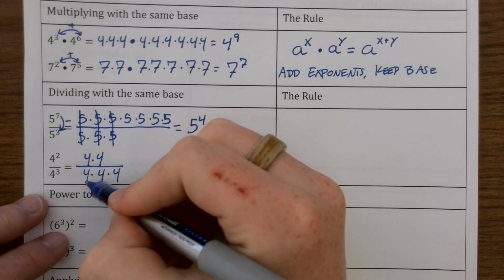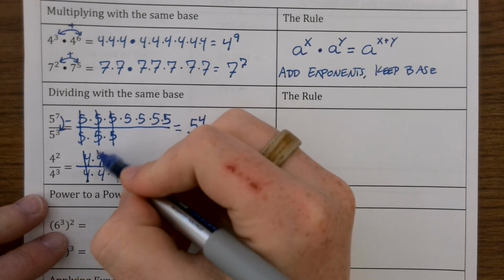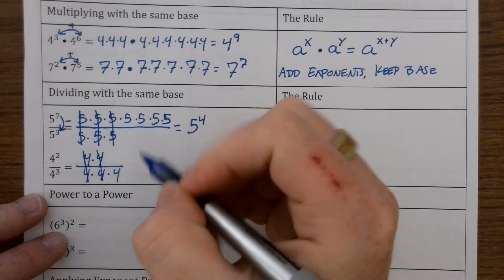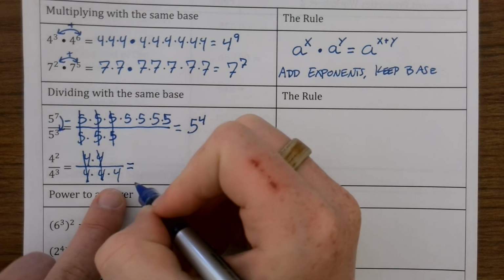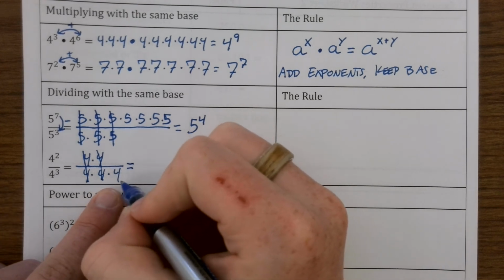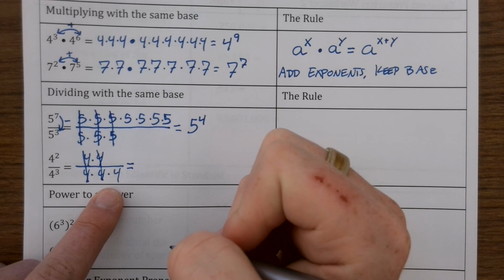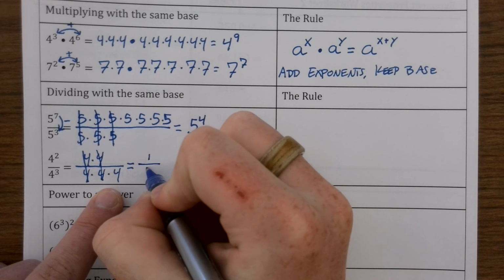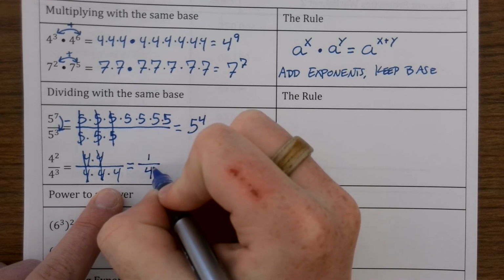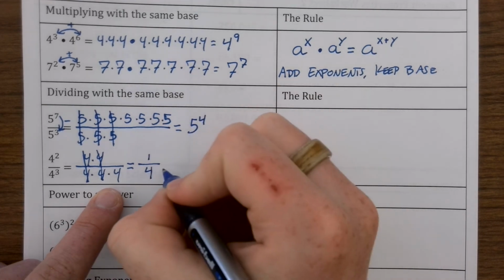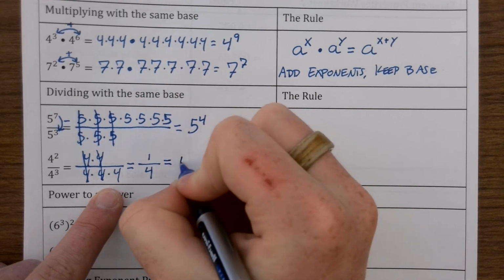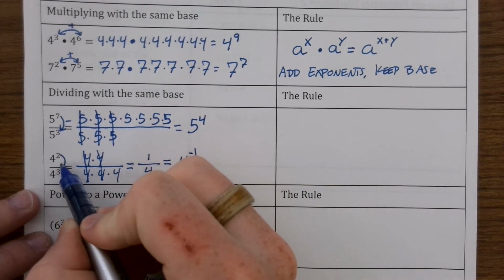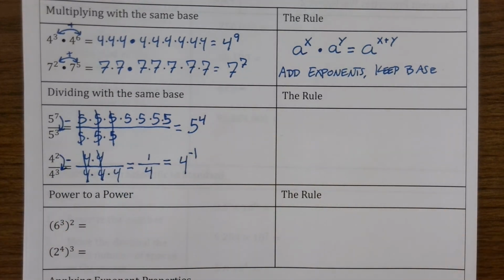Wherever we have a top and a bottom that are the same, we can cancel out. This cancels, and this cancels. Now we're left with nothing on top but a 4 on the bottom. When we have a number on the bottom of our fraction and nothing on top, we write that as 1 over 4. We could write 1 over 4 to the 1st power, or 1 over 4, or we could write that as 4 to the negative 1. We get negative 1 when we do 2 minus 3.